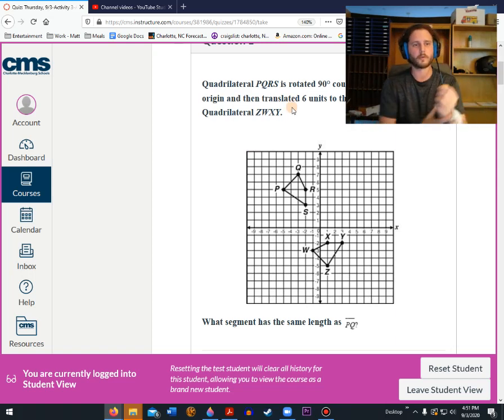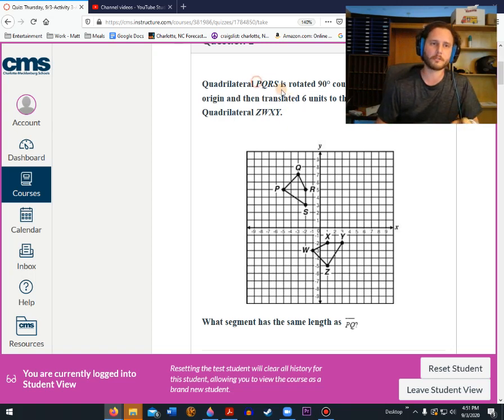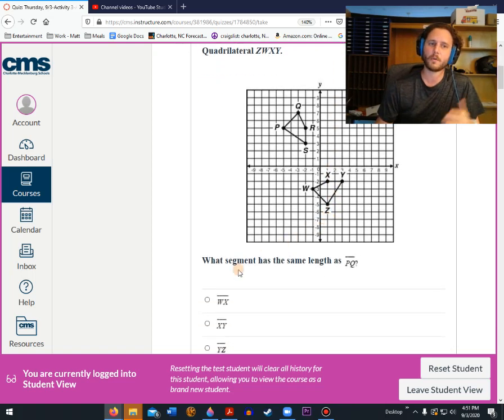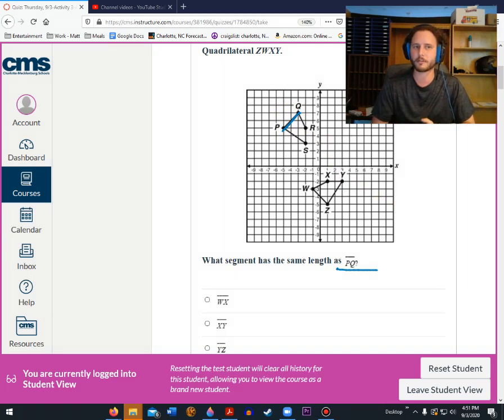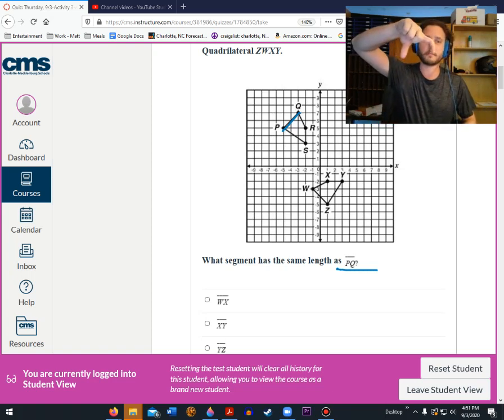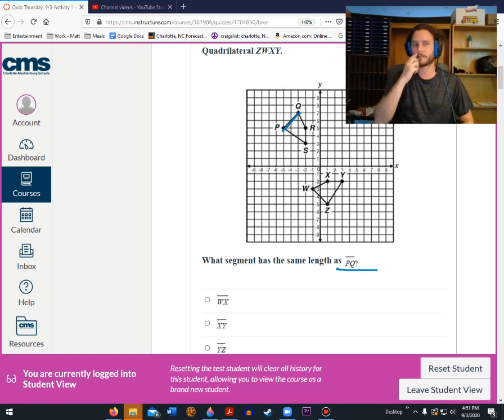So, question number 1, it was talking about a quadrilateral being rotated 90 degrees counterclockwise and then translated to the right. It was asking what line segment would be the same as line segment PQ. PQ is going to be located right here. If a shape is rotated 180 degrees, that effectively means that shape is going to be turned and more or less reflected across the x-axis. In this case at least. So we take that shape and we visualize it being turned over and flipped.